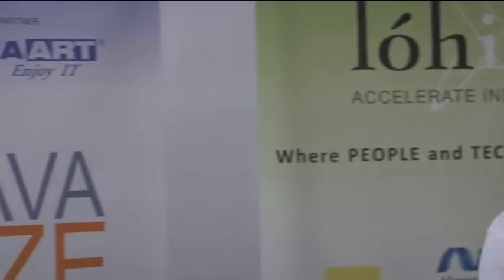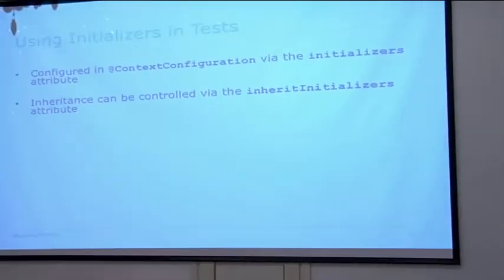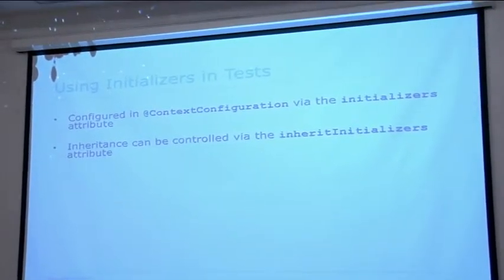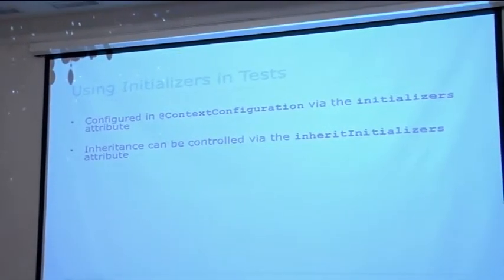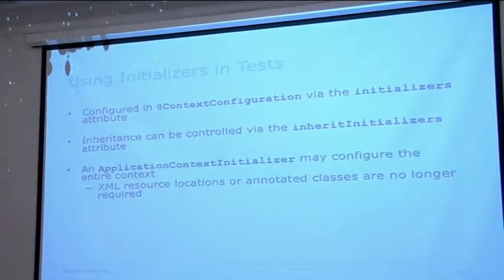And if we want to use these in tests, so again, this ApplicationContextInitializer interface was from Spring 3.1, and the testing support for it was introduced in Spring 3.2. So with this @ContextConfiguration annotation, there's now a new initializers attribute that's been added to that. It allows you to configure basically an array of initializers or a single initializer by specifying the class. And by default, these initializers will be inherited in a test class hierarchy, and you can control that if you need to via the inheritInitializers flag, for example, setting that to false.